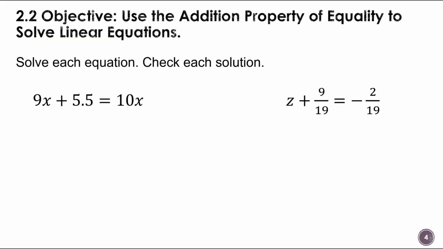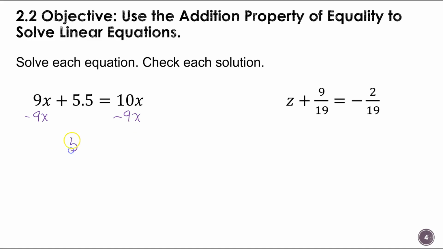Okay, so notice that this one has some variables on both sides. Now we have to get our variables on the same side, and so in this case we're going to subtract the 9x because we want it on the same side. So variables on one side, numbers on the other side.